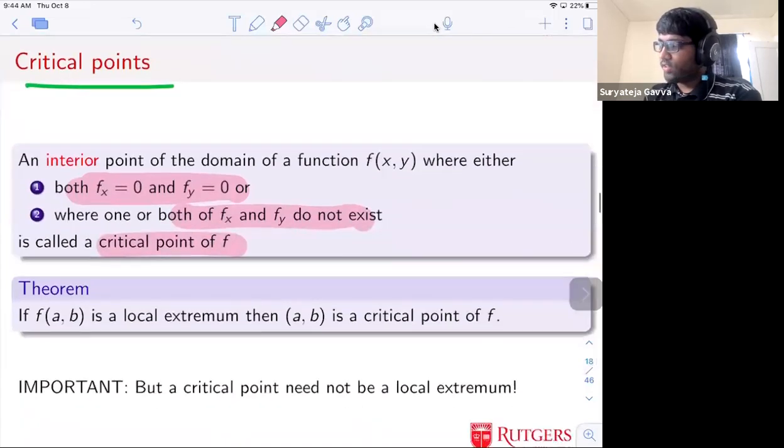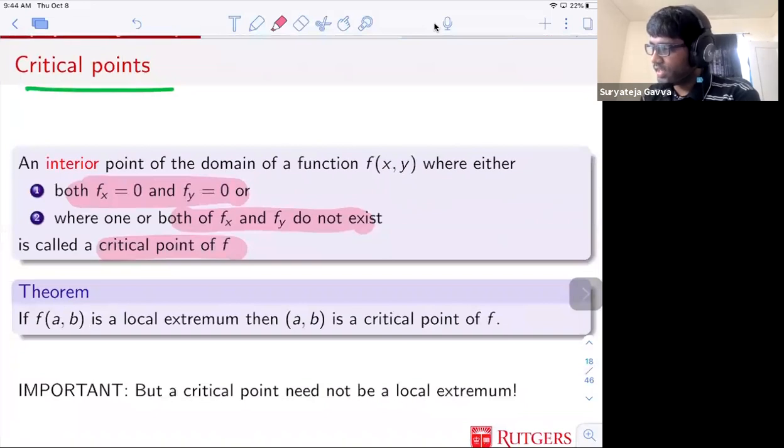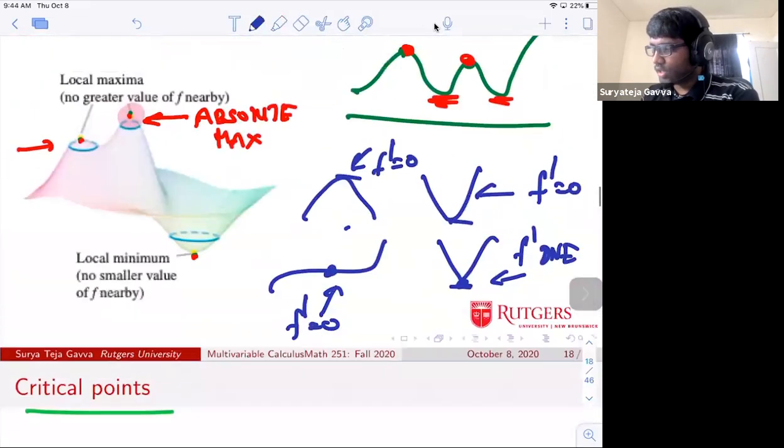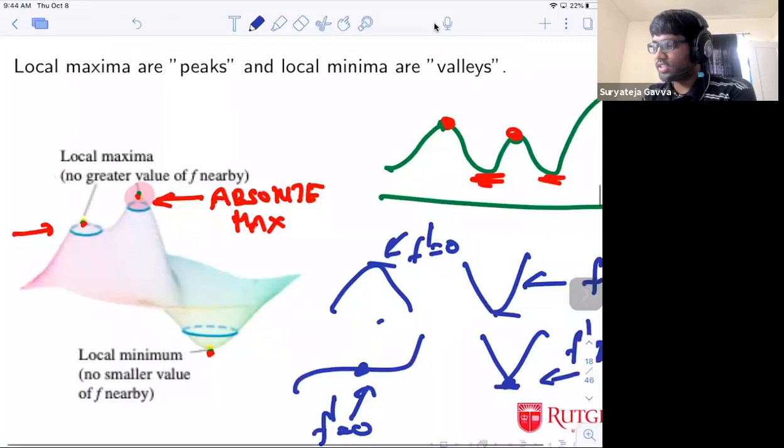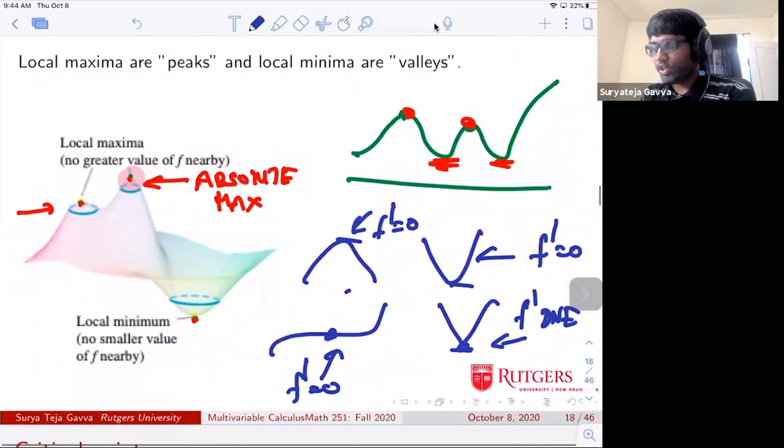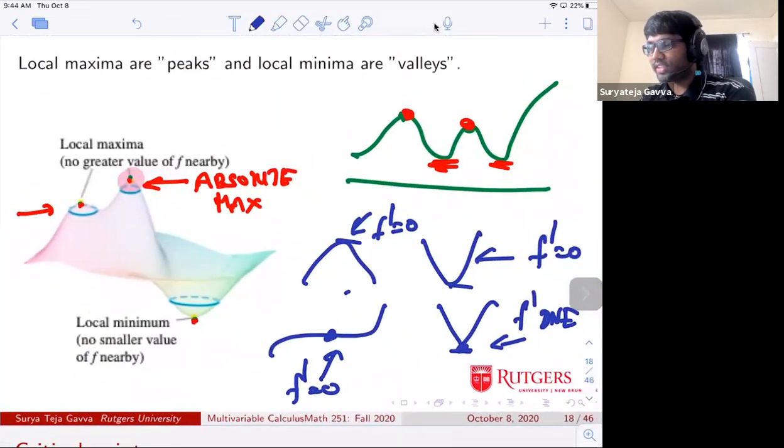Okay, so why do we care about critical points? Again, let's see. If you have a function like this, can you tell me what will be the fx and fy at the max at these points? What will be the x derivative and y derivative at these points? Anyone?